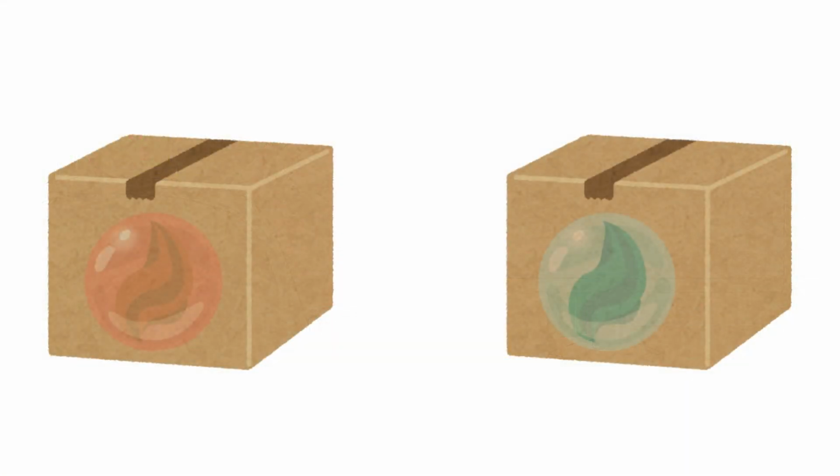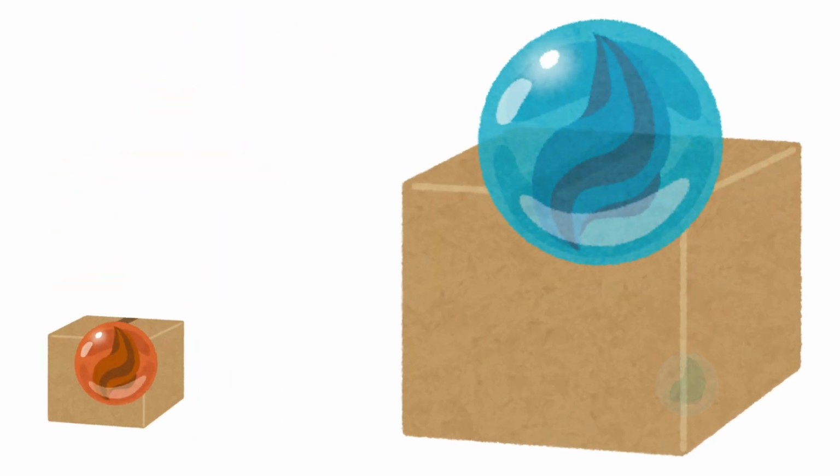Imagine there are two closed boxes in front of you. Inside each box is either a red or blue marble. From what we know, before opening the box, the marble has a definite color. However, we don't know which color.